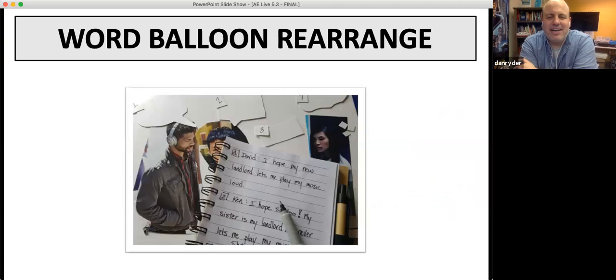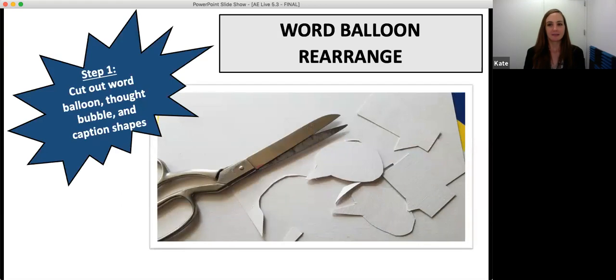What you're looking at right now is an example of what you're about to see in just a few minutes. It's the finished work, but I'm going to show you how to create a comic that uses magazine images and cutout pieces of paper in order to tell a story really, really quickly without any art skills whatsoever.